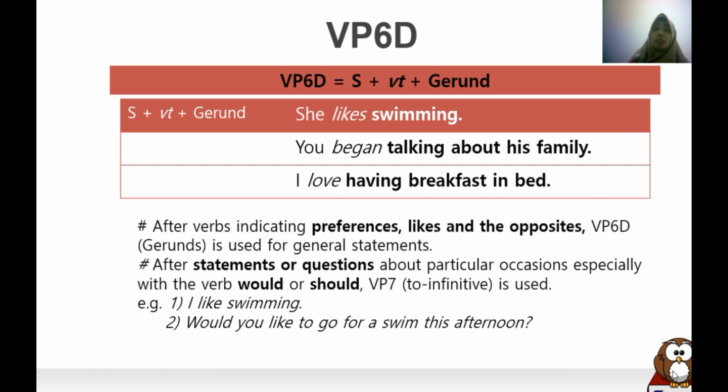Okay, the next one, we have VP6D. The formula is similar to the previous pattern, subject plus VT plus gerund. For example, she likes swimming. So here, she is the subject, likes is the VT, swimming is the gerund.